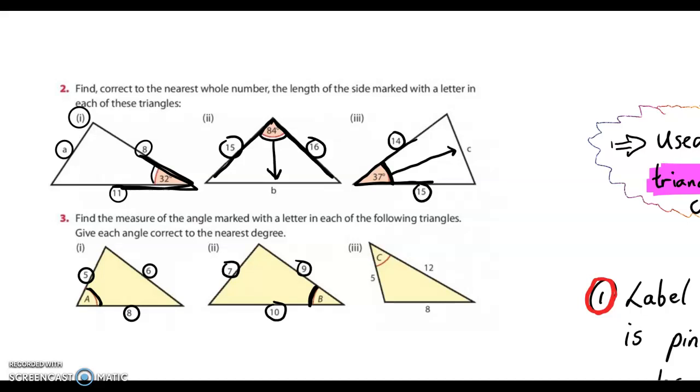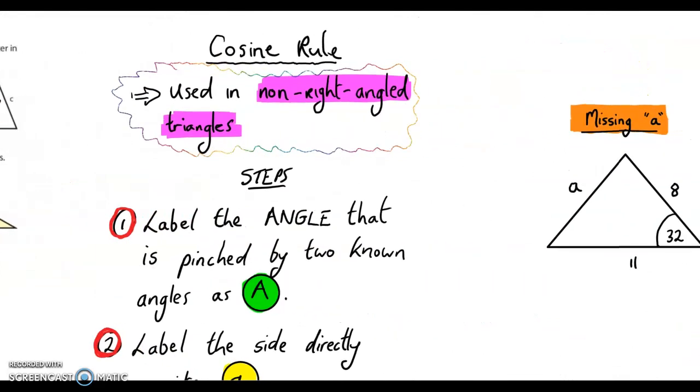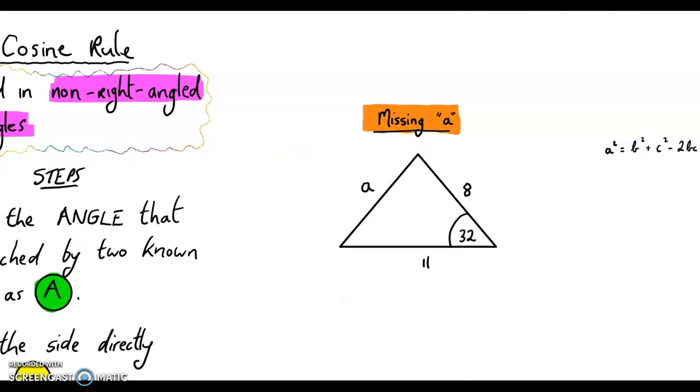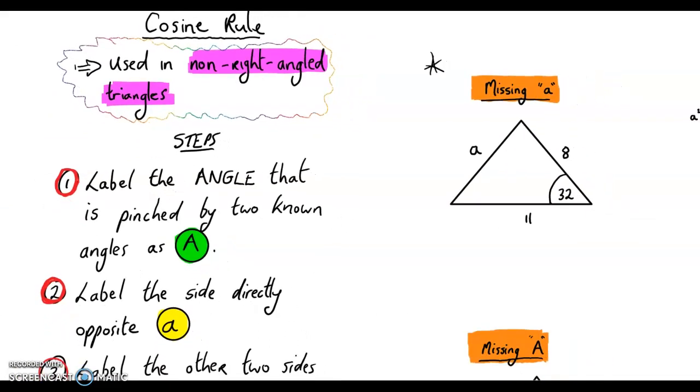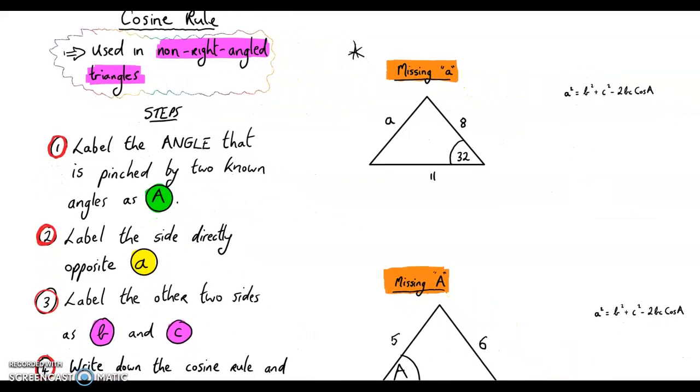Okay, so let's try a couple to see how to do it. So here's an example over here on the right hand side where we're missing A. And I'll explain what that means in a second. Anyway, let's look at the steps. What's the first thing we do? Step one is we label the angle that is pinched by two known sides as A. Sorry, there's a little error there, it's meant to read two known sides, okay?